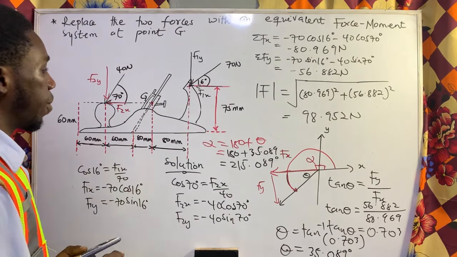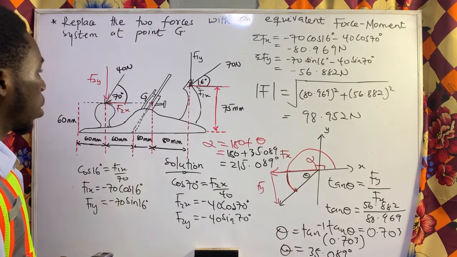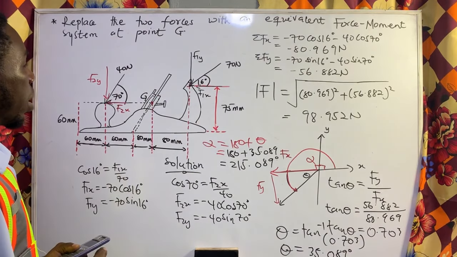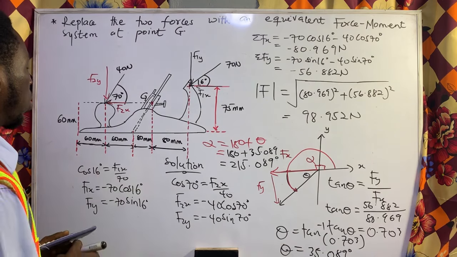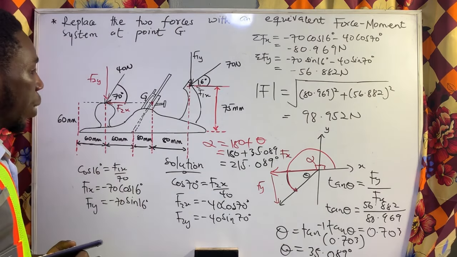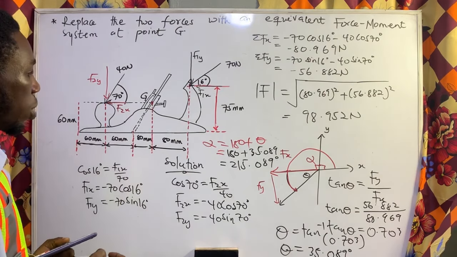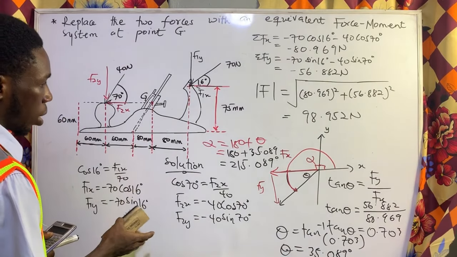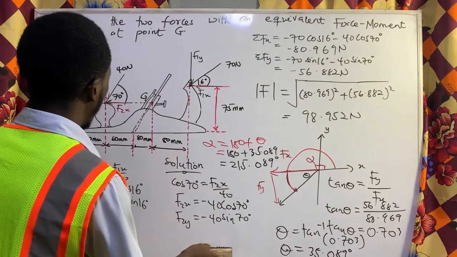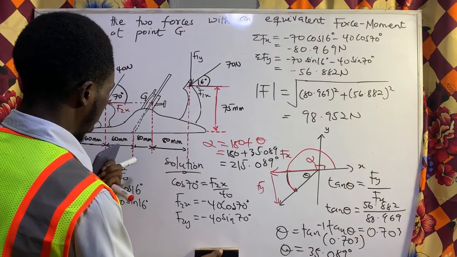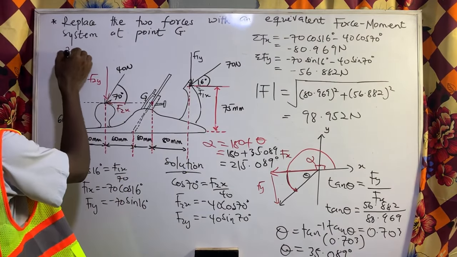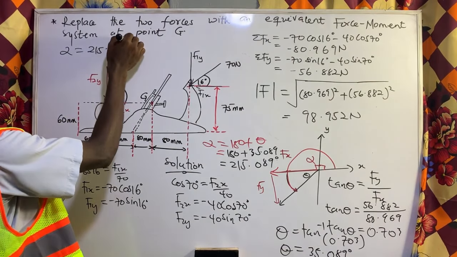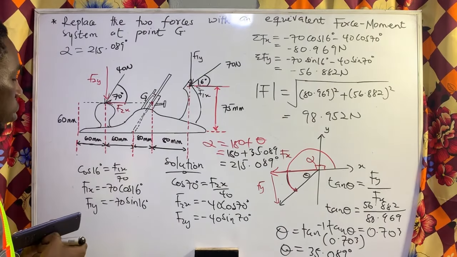Now let's find the resultant moment that you are going to put at point D. Let me write the angle somewhere here. So alpha equals 215.089 degrees.